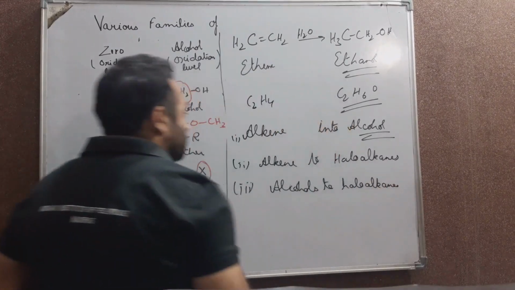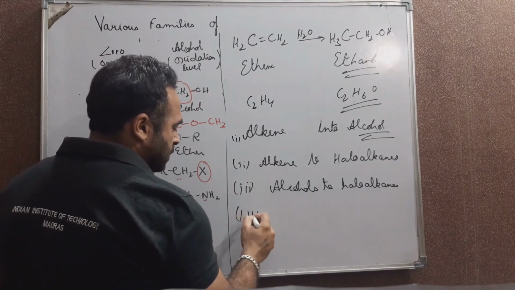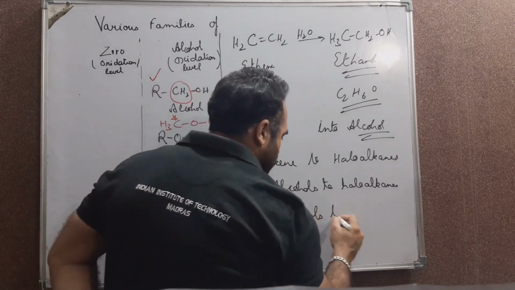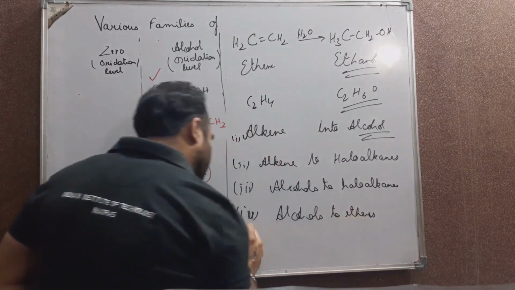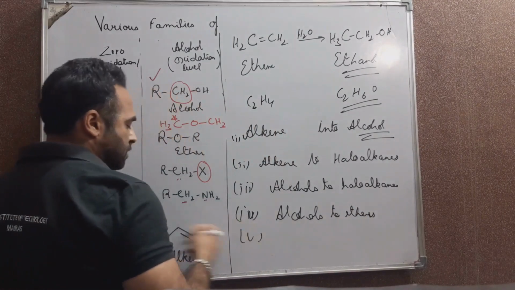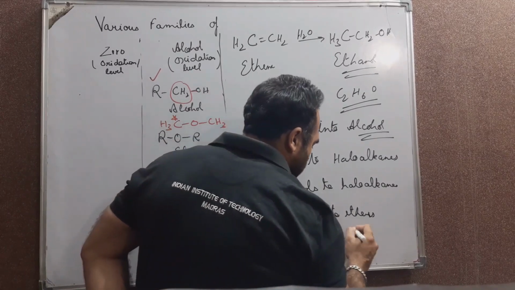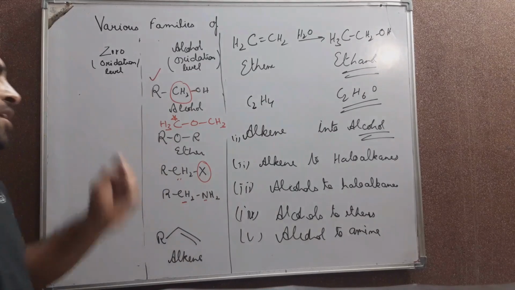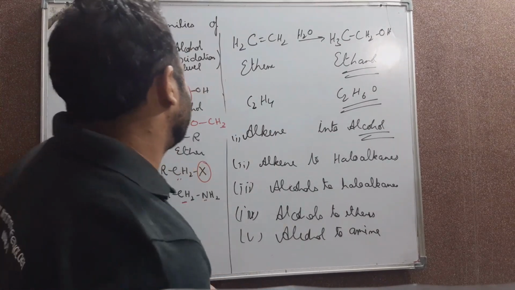Okay, then alcohols to ethers can also be covered. And then the fifth one is alcohols to amines or alkyl halides to amines. Whatever we want to study, we will study. Okay, I will give you a detailed discussion of this now.